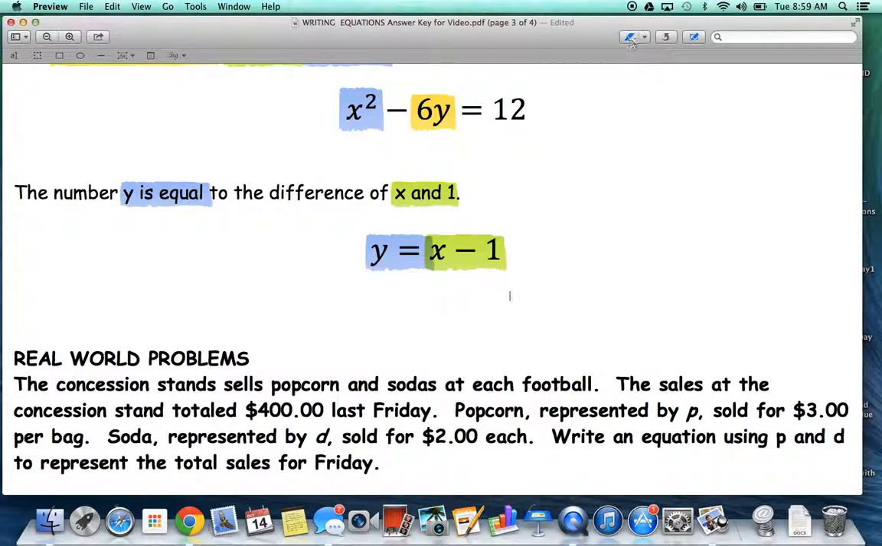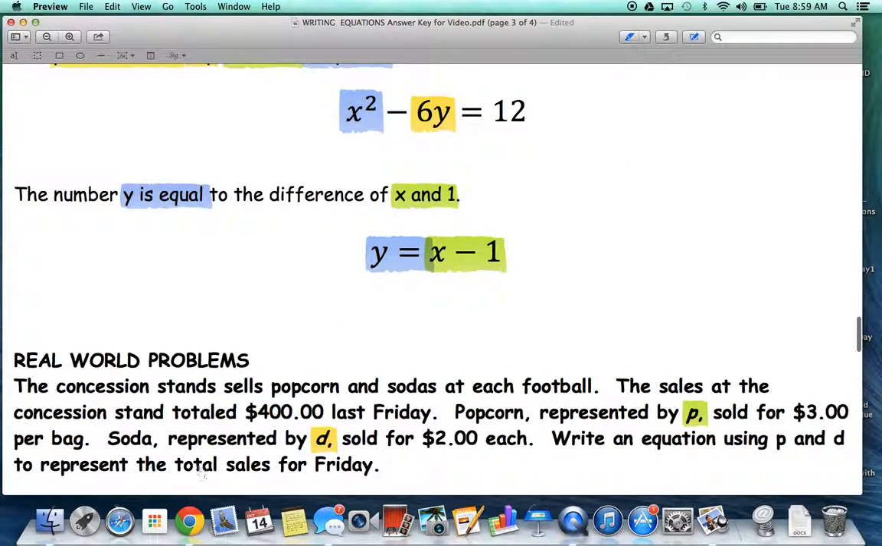Well, in this problem, they went ahead and they gave us the variables. They gave us P for popcorn, and they gave us D for the soda. So now we need to figure out, what do we need to do with P and D? Well, if they're telling us we want a total, which means together, and it totaled $400, that tells me that they added all of the popcorn sales plus all of the soda sales to get a total of $400.